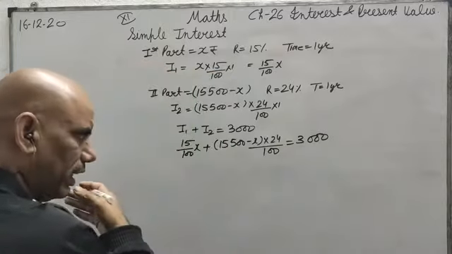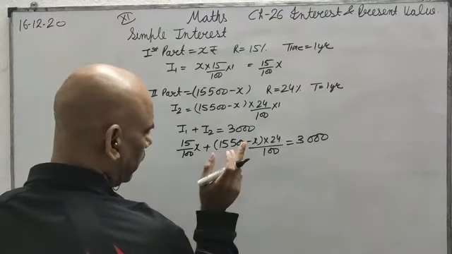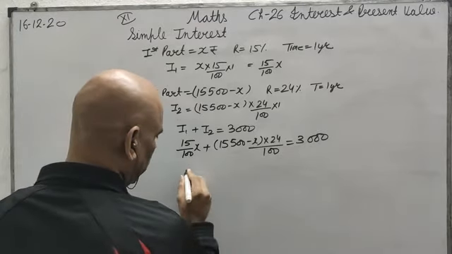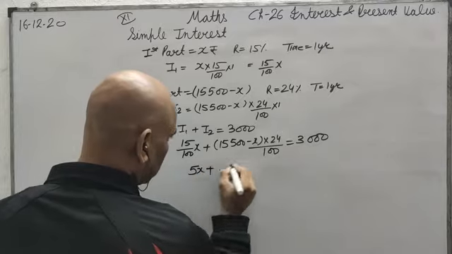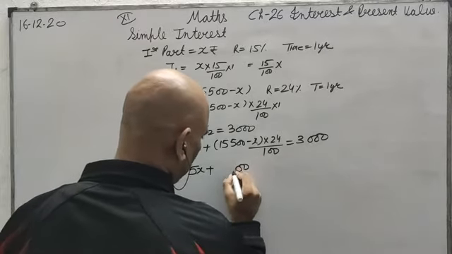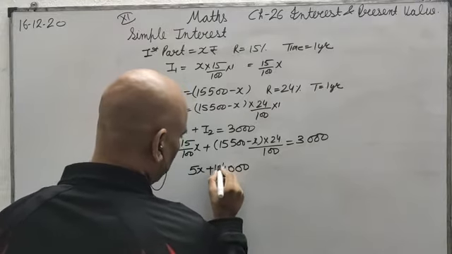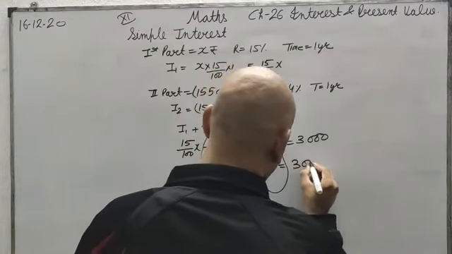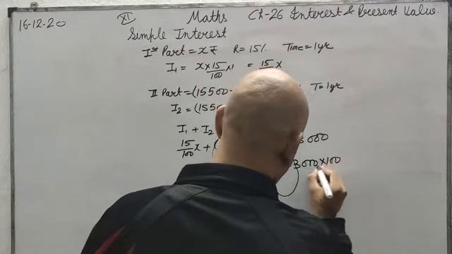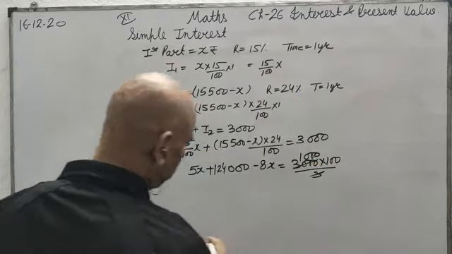So this 100, when we take the LCM, will go to the other side, and we can take 3 also common. So 3 by 100 has gone that side. So what is left is 5x and 8 times 15,500: 8 5s are 40, carry 4, 44, carry 4, 8 with 8 and 4, 12. Minus 8x is equal to 3,000 into 100 upon 3. So it is 1 lakh.